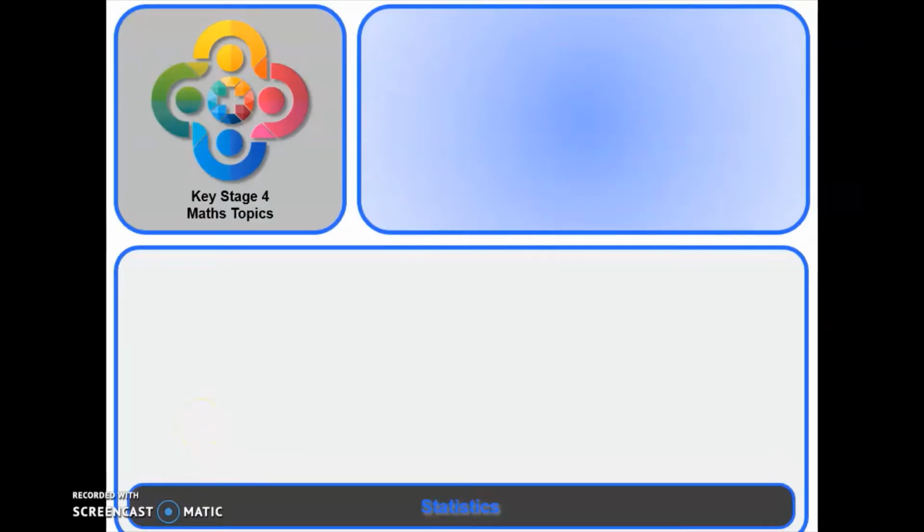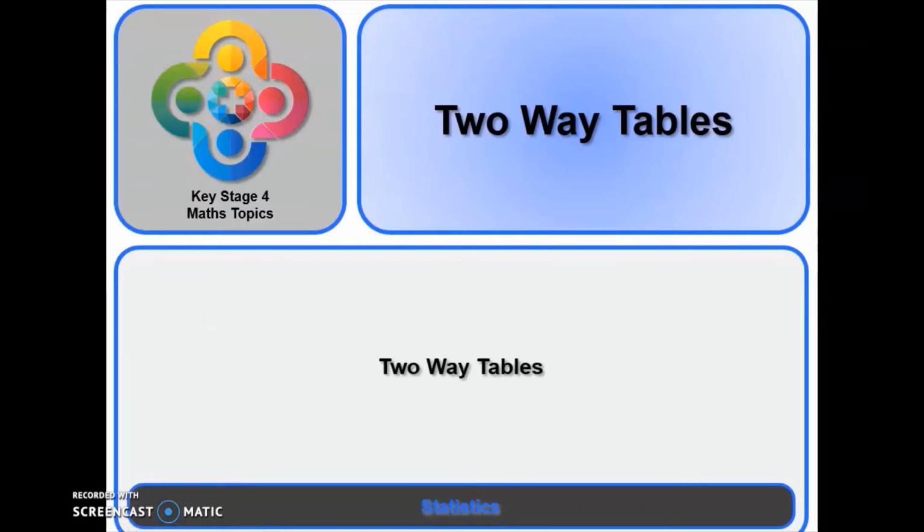Hi there. In this video, we are going to look at two-way tables. So we're going to look at presenting data in two-way tables and how to interpret two-way tables when we are presented with them already completed.